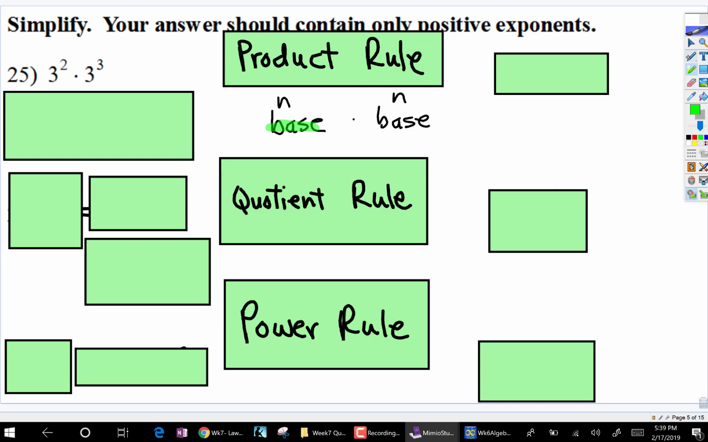So if we would have had 4 squared times x squared, these bases aren't the same, then these laws don't apply. Whoops, the laws don't apply. So we're going to go ahead.